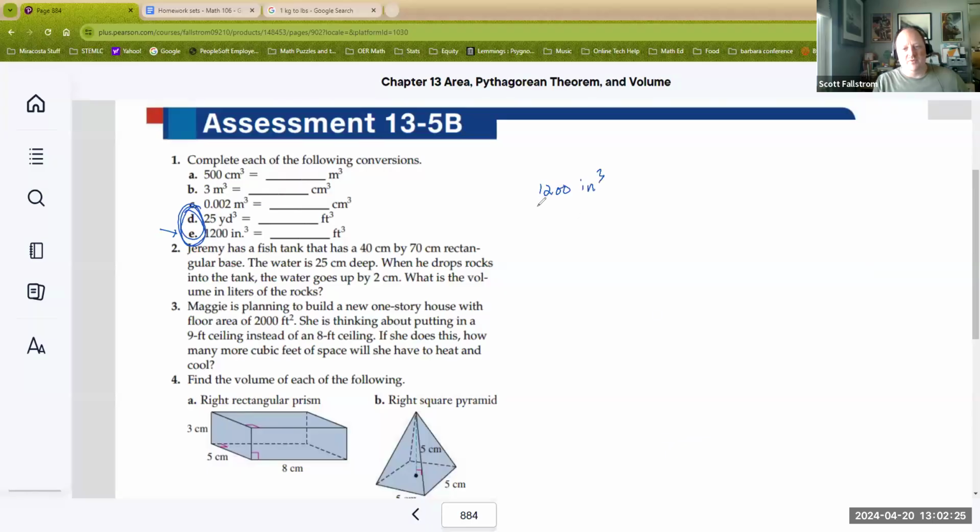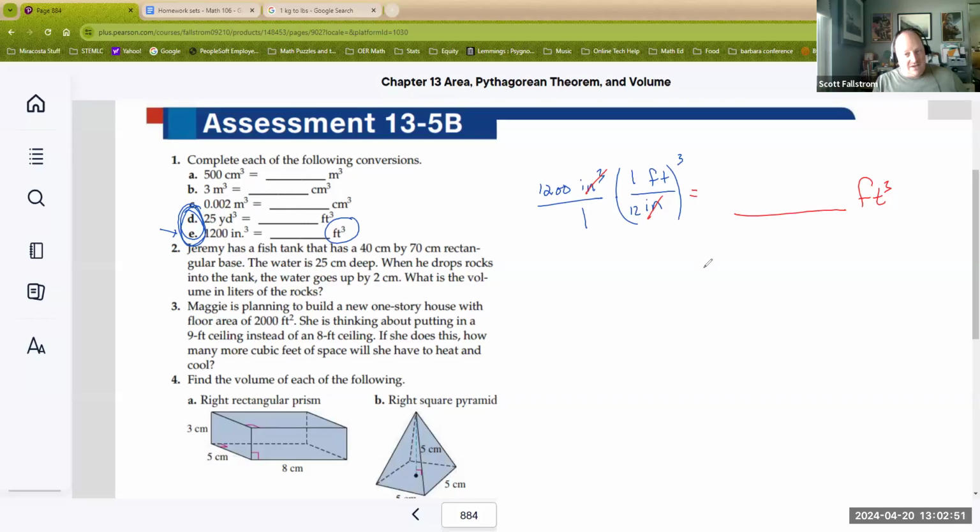1200 cubic inches. Next up, I want to get rid of inches. So I put inches on the bottom. I put feet on the top because that's what I want at the end. And I know 1 foot is 12 inches. Wrap my parentheses and cube it. At this point, the cubic inches go away, leaving me cubic feet. So I know I'm going to end with cubic feet.